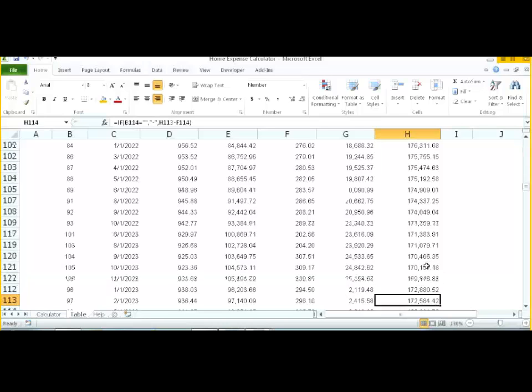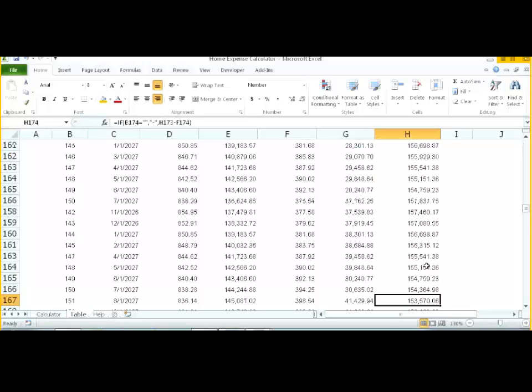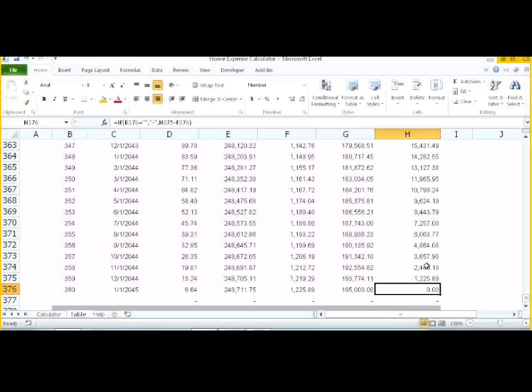And if you come all the way down to the bottom, after 360 payments, there we are at the last payment. So your balance prior to the last payment is $1,225.89. Your interest on the last loan payment last month is only $6.64. But this is the cumulative amount that you've paid off. It's $195,000. That's your principal. And the interest is $248,211.